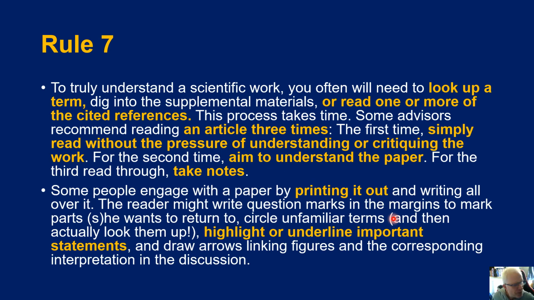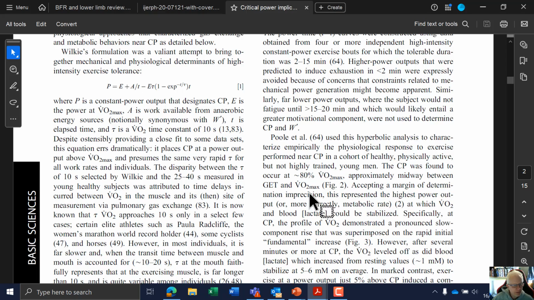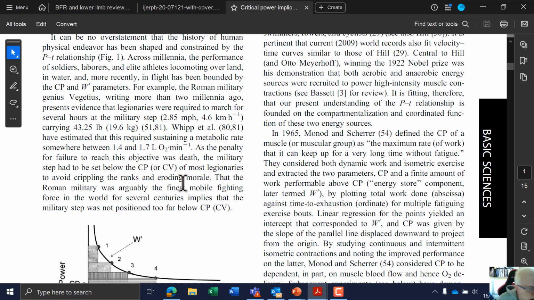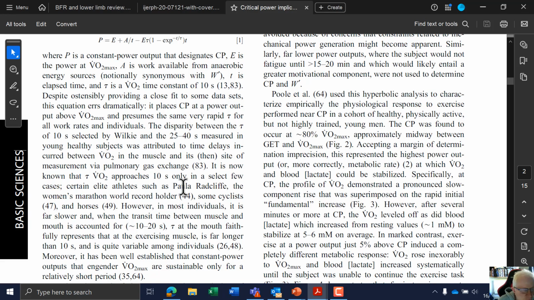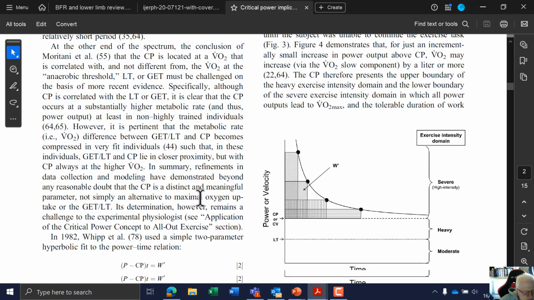So rule 7, really, really important. I think this is perhaps, after rule 3 and rule 4, the next most important rule. Perhaps I should have put them in that order, but here we go. I would say this: you may well need to look up a term. So I'm going to show you an example. If we go to this paper here, I'm going to zoom in, and we're going to skirt around a little bit and see if we can find a phrase that may be a little bit more problematic to some of us.